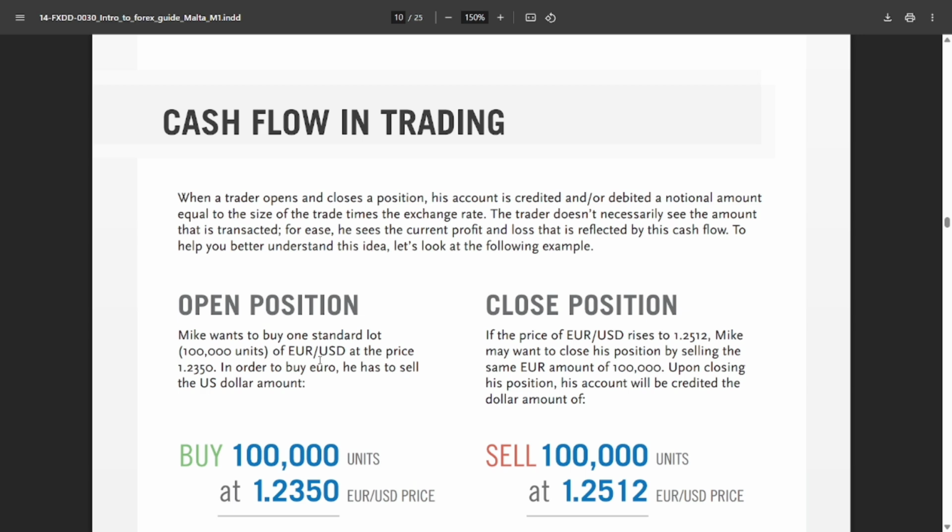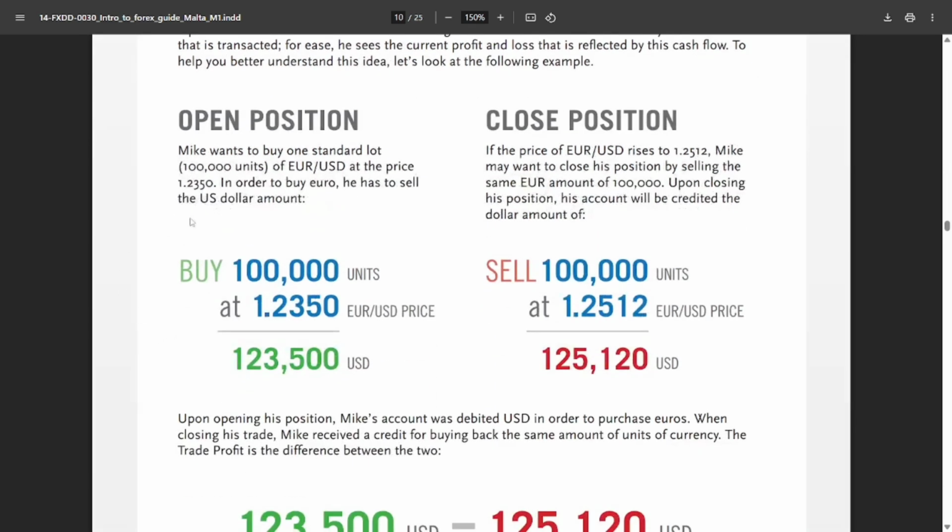To help you better understand this idea, let's look at the following example. I put some examples for you, when you have an open position and when you have a closed position. Let us talk about the open position. Mike wants to buy one standard lot, that is 100,000 units of EUR/USD at the price of 1.2350. In order to buy euro, he has to sell the US dollar amount.